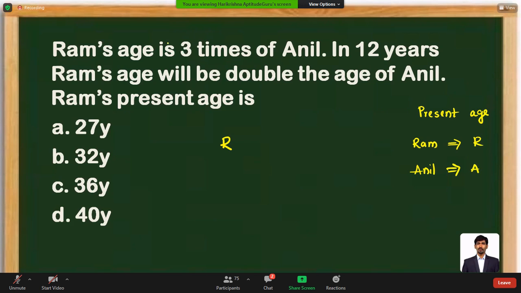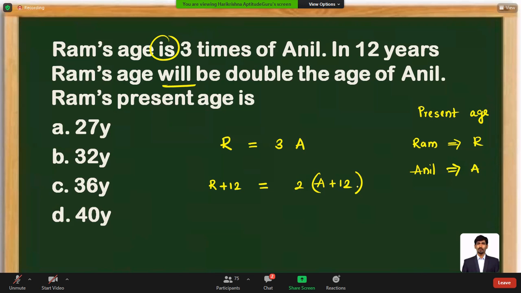So as per the data, Ram's age is 3 times of Anil's age, 3A. In 12 years, if Ram is R now, the age of Ram is going to be R plus 12, and the age of Anil will be equal to A plus 12. So as per the statement, we have data that in 12 years, Ram's age indicates equality. Double means two times of Anil's age.